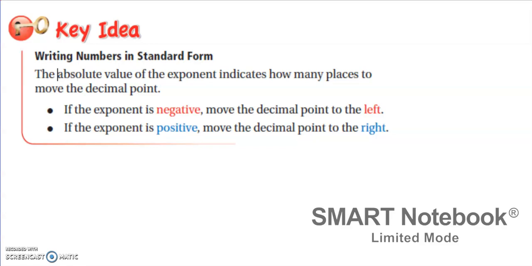Just like how you would associate negative and positive numbers on a number line, if you have a negative exponent, you go to the left. If you have a positive exponent, you go to the right. So for example, in red, if you had 10 to the negative fourth, you would move that to the left. If you had 10 to the fifth, you would move that to the right because it's positive. So let's go through some examples real quick.